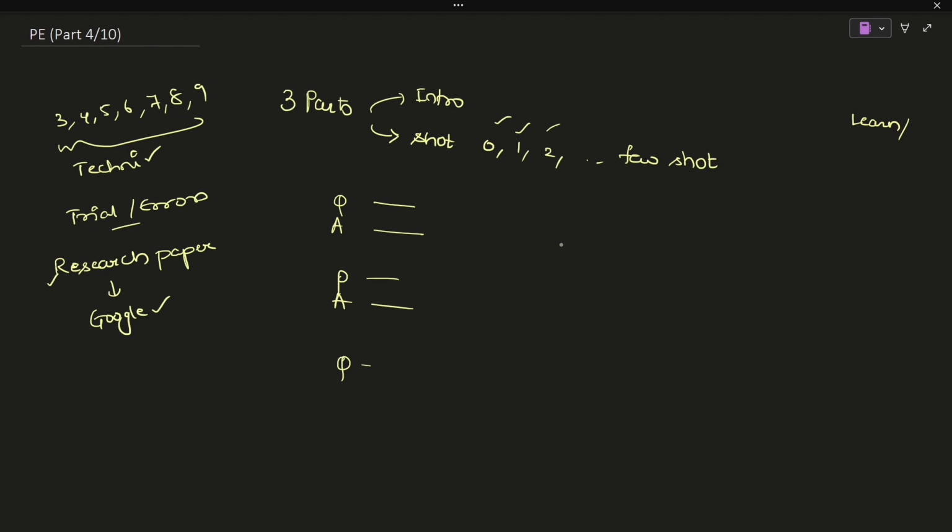The disadvantages in this particular technique, that is few-shot prompting, are: firstly, it cannot solve reasoning based problems. Secondly, it cannot solve mathematical problems. Thirdly, it cannot solve logical problems, right?